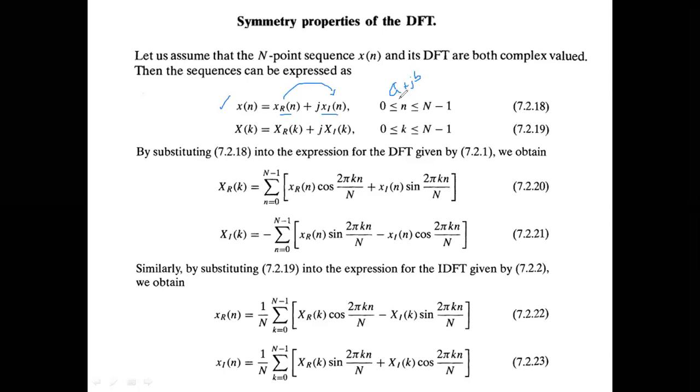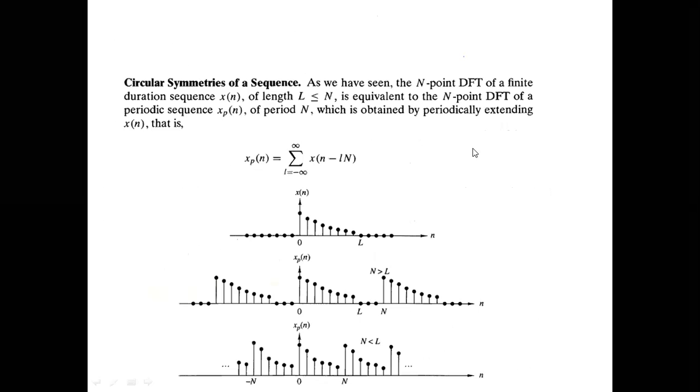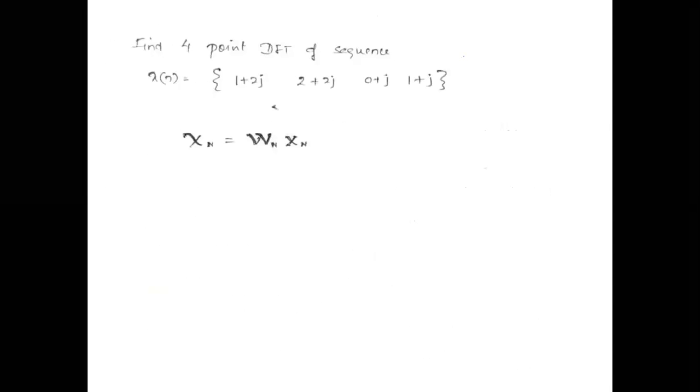2 is the real part, and 2j, the 2 is the imaginary part. Okay. Are you getting this particular thing? Let me take you to a numerical. If at all I have an example, let me check.